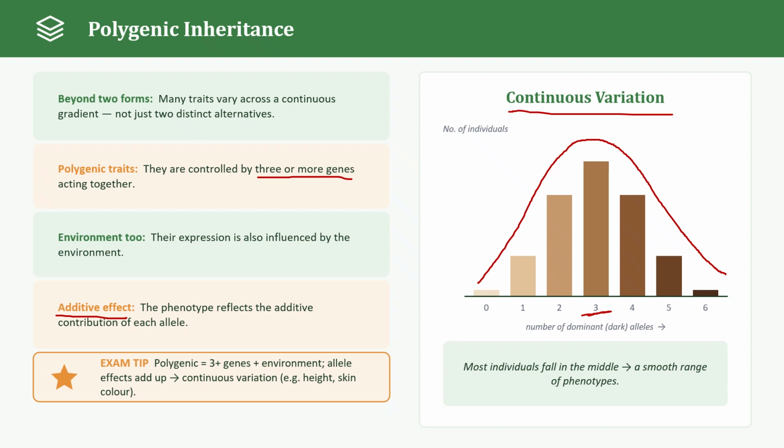What you should remember from the exam point of view: polygenic inheritance involves 3 or more genes, the additive gene effect, the environmental influence, and continuous variation. Everything together forms polygenic inheritance.